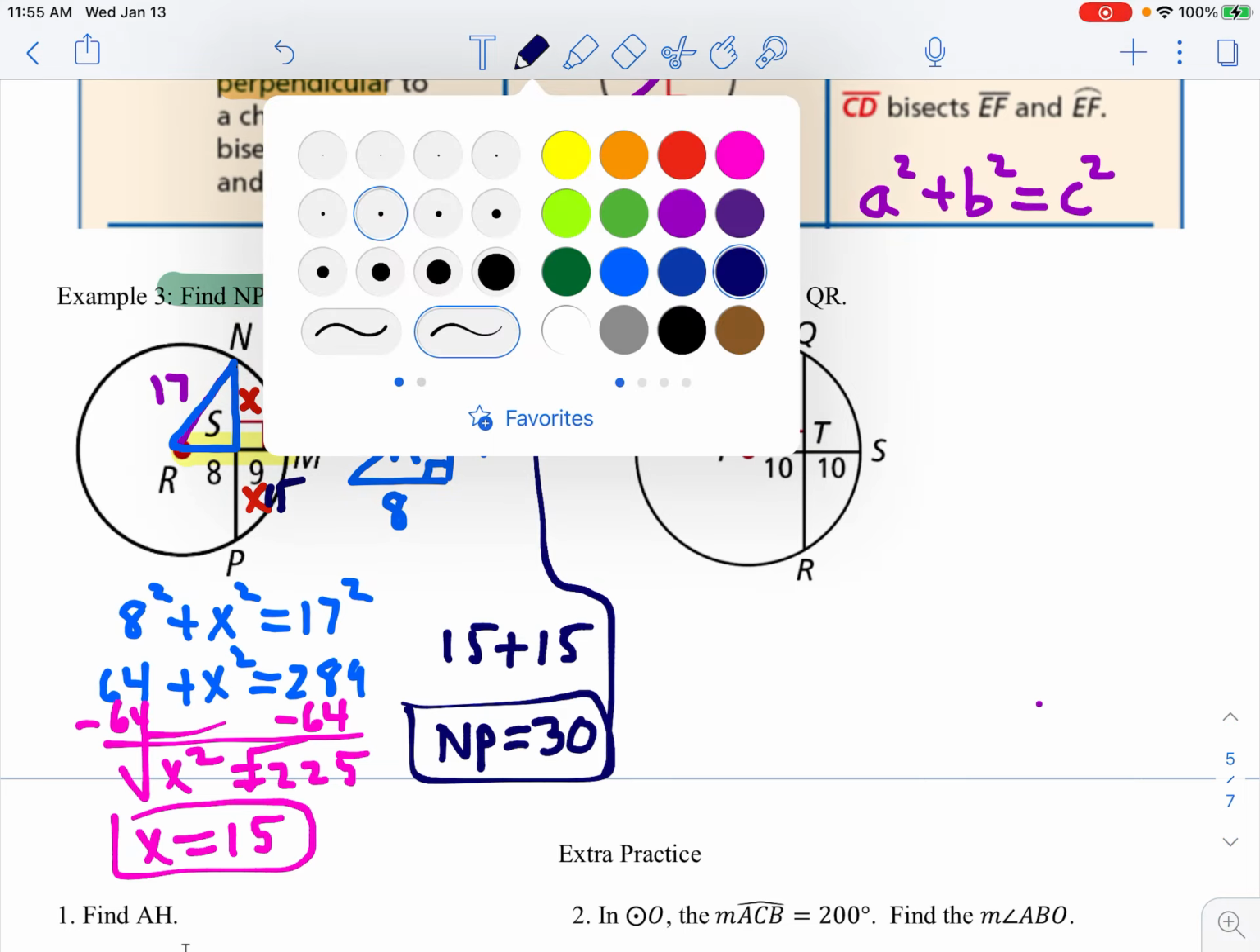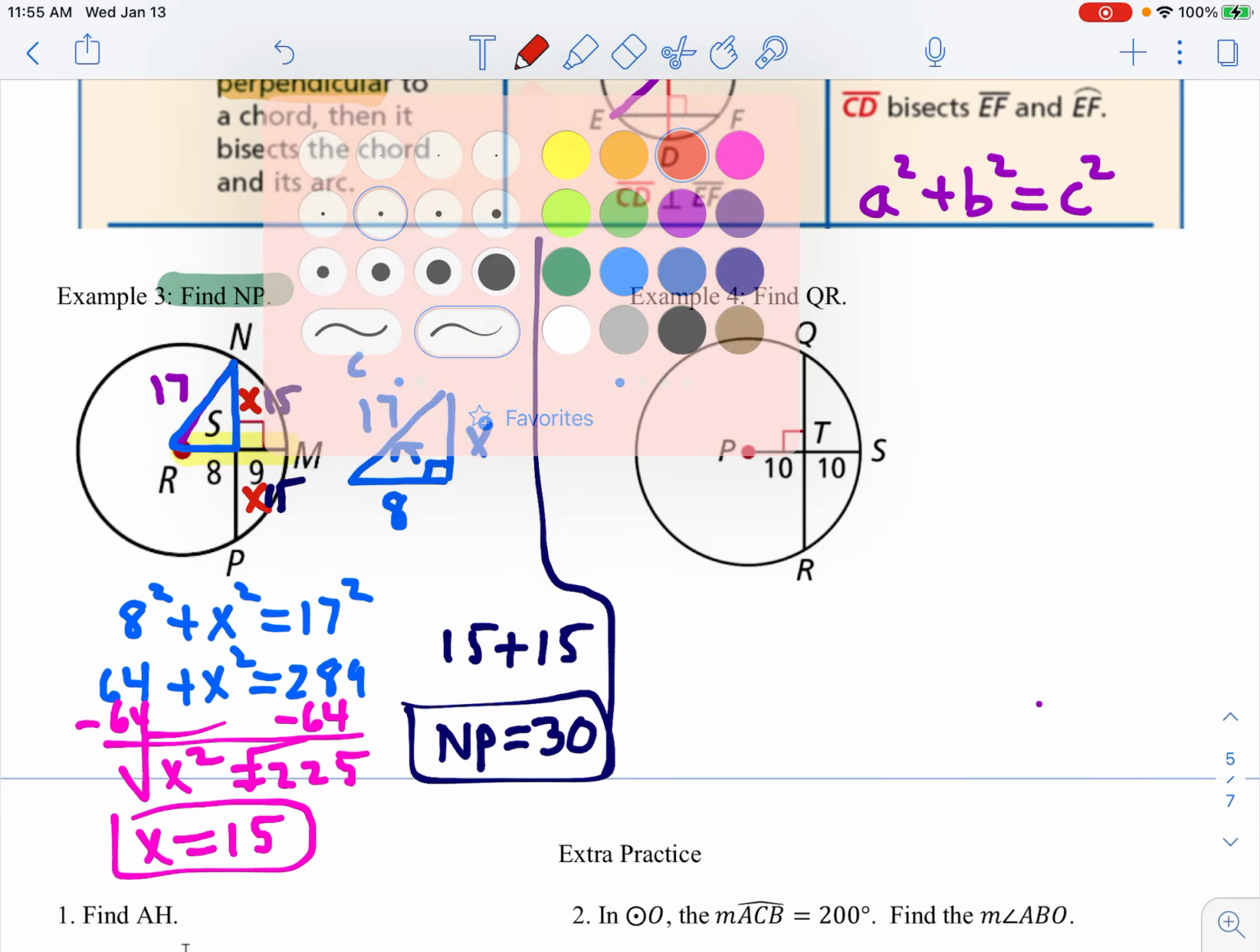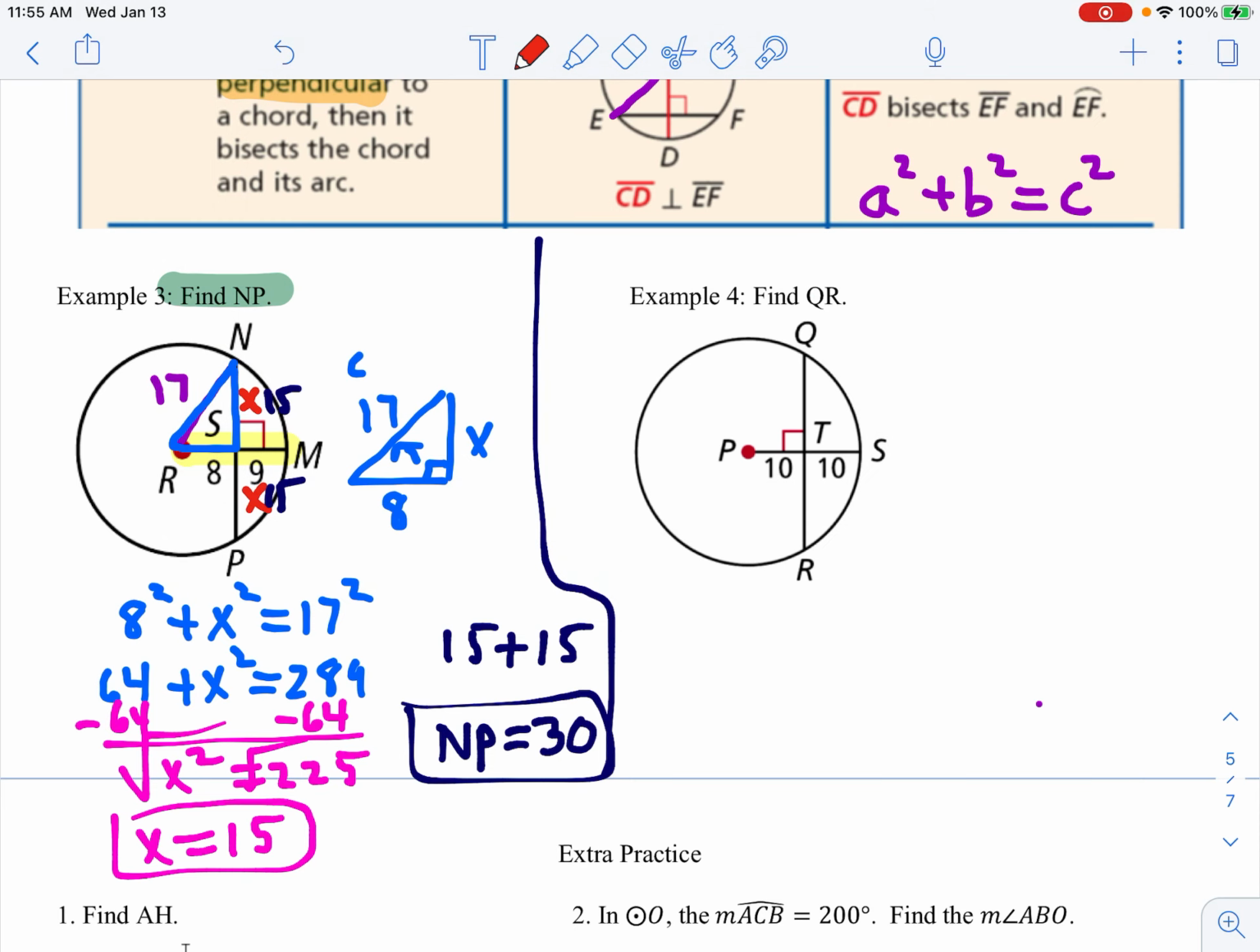All right, let's go ahead and do another. I've got the following picture. It says find QR. All right, I've got a radius that bisects, is perpendicular to a chord. We're going to form a triangle. Remember that red line I just formed is a radius, and if I were to highlight this piece right here, that's a radius. It goes from the center to an end. 10 plus 10 will tell me that my radius should actually be 20.